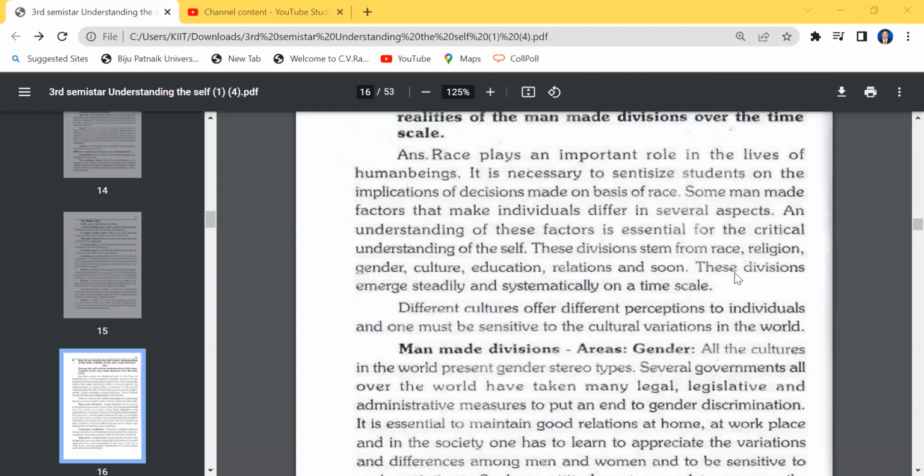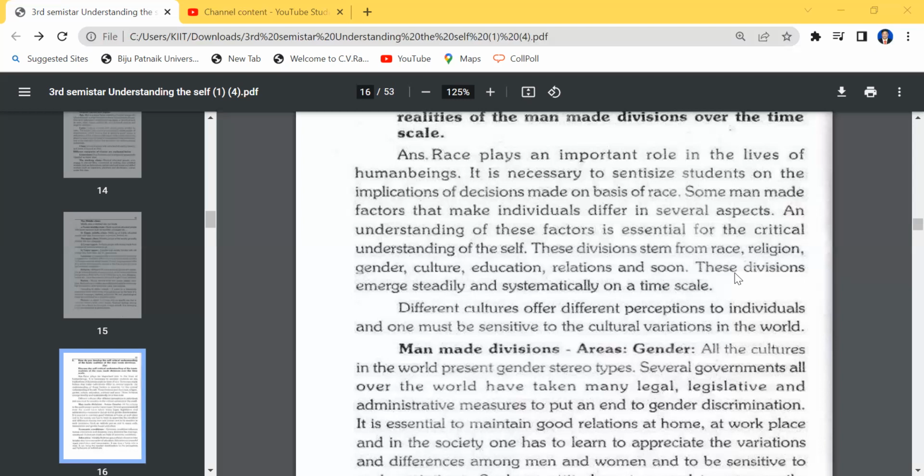Race plays an important role in the lives of human beings. In everyday life, human beings think that race is the most important rule for every person. It is necessary to sensitize students to the implications of decisions made on the basis of race. There are some man-made factors that make individuals differ in several aspects. A critical understanding of these factors is essential for the critical understanding of the self.